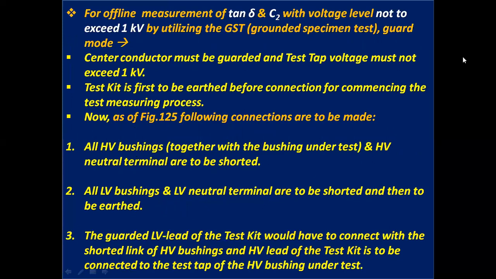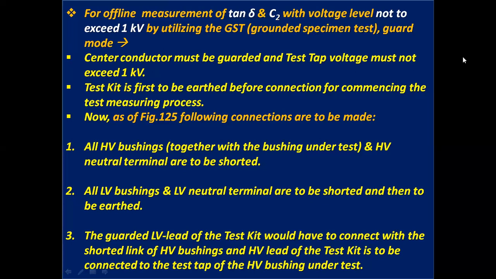For offline measurement of tan delta and C2 with a voltage level not to exceed 1 kV, the GST guard mode, that is grounded specimen test guard mode, is used. The center conductor must be guarded and the test tap voltage must not exceed 1 kV. The test kit is first to be earthed before connection for commencing the test measuring process. Now, as per figure 125, the following connections are to be made.